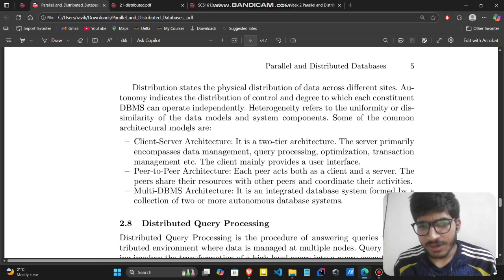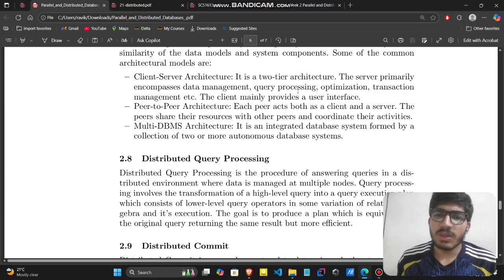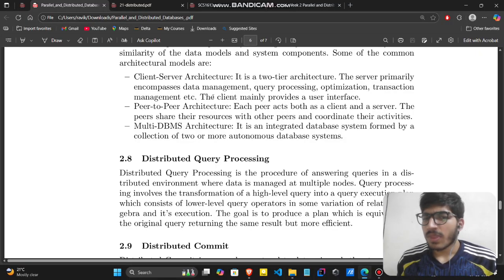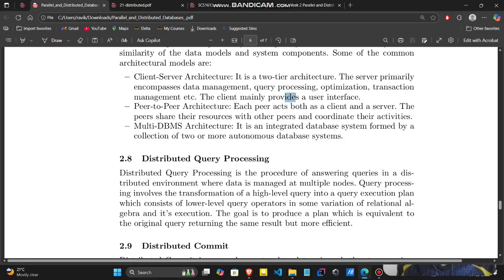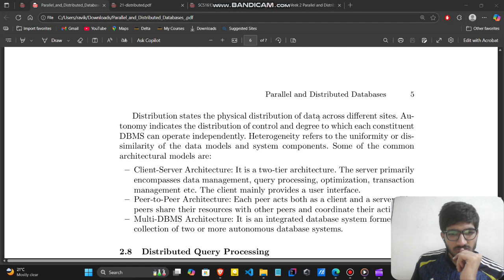Some of the common architectural models are client-server architecture. It is a two-tier architecture where the server primarily encompasses data management, query processing, optimization, transaction management, etc. The client mainly provides a user interface. Peer-to-peer architecture: each peer acts both as a client and a server. The peers share their resources with other peers and coordinate their activities. Multi-DBMS architecture.